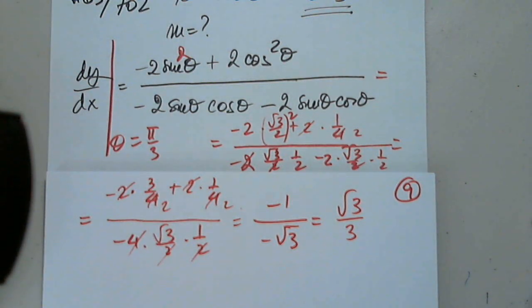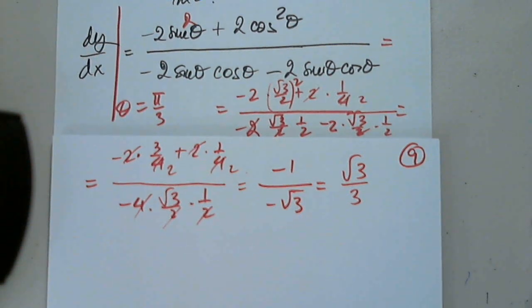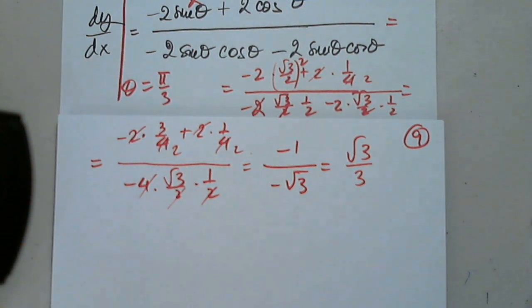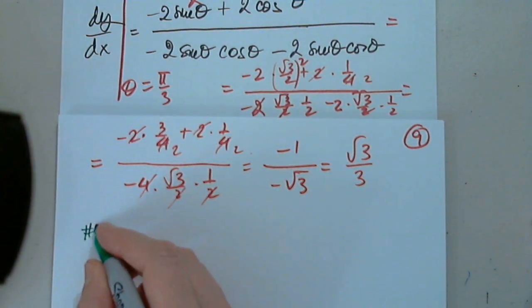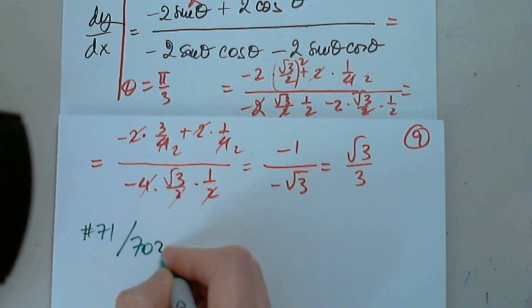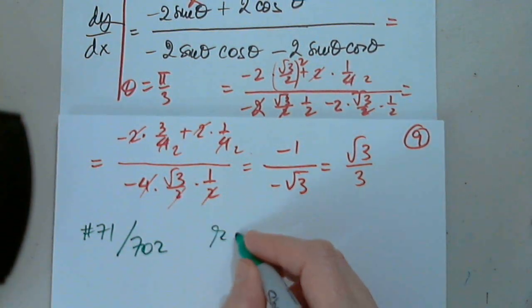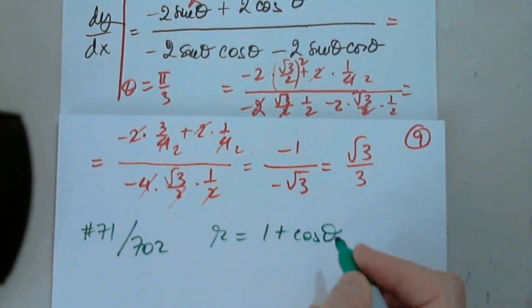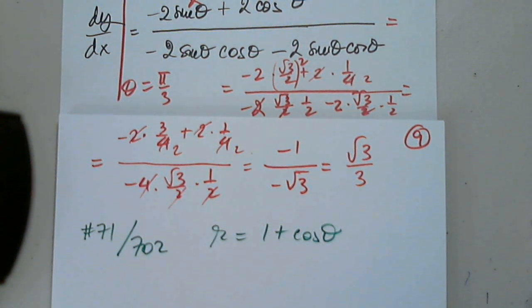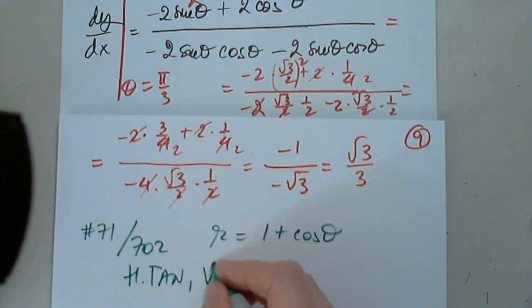Good. So let's also look at one more. Find the points on the given curve where the tangent line is horizontal and vertical. Important type of problem. 71 on 702. We are given r equals 1 plus cosine theta. Find the points where, so we are looking at horizontal tangents and vertical tangents. Okay, so that's the last thing we need to do here.